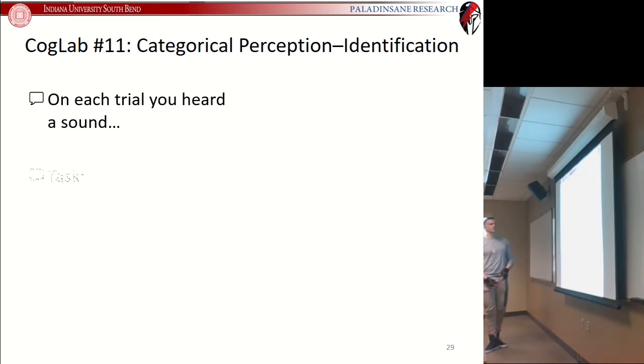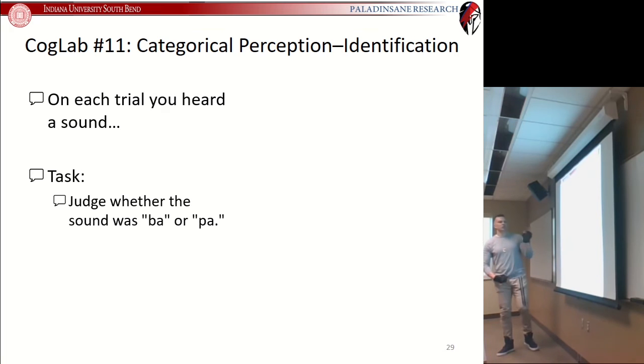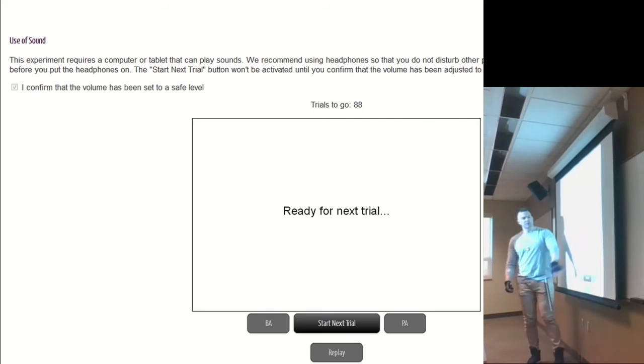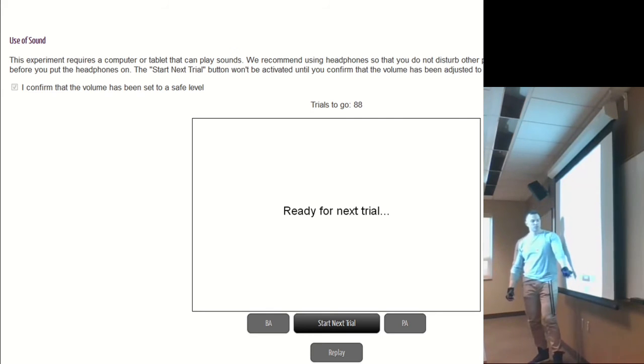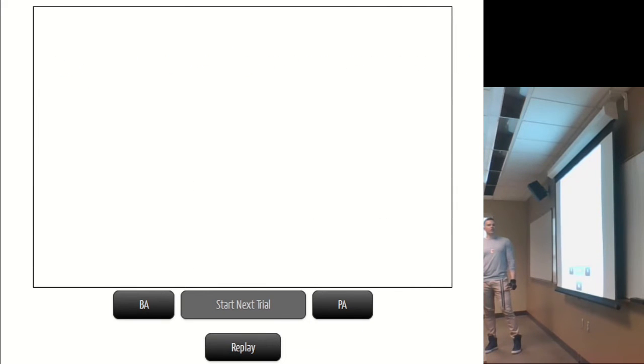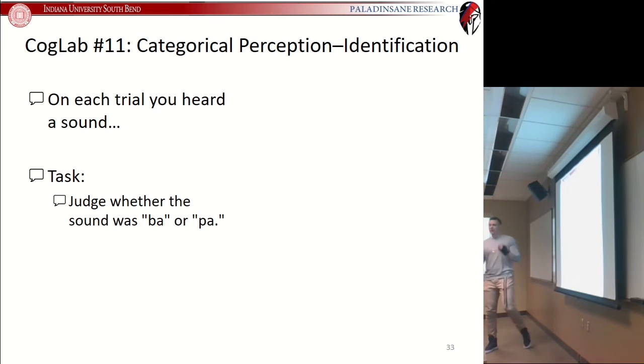So in each trial, you heard a sound. And your task on this one was straightforward. You just had to judge whether the sound was "ba" or whether the sound was "pa." It was just those two. Is it ba? Is it pa? Which one did you hear? And you had to confirm that your volume was set. And you would hear it, and literally all you had to do was say, all right, the sound that I just heard, was that ba or was that pa? And you would do this over and over again, ready for the next trial. And that was the task. Is it a ba or is it a pa?